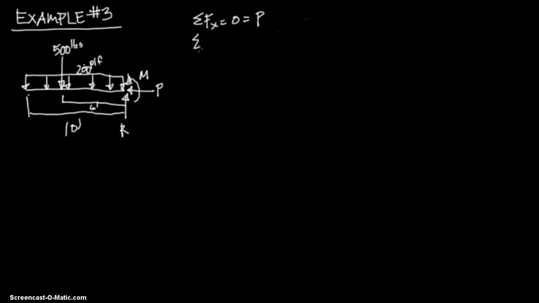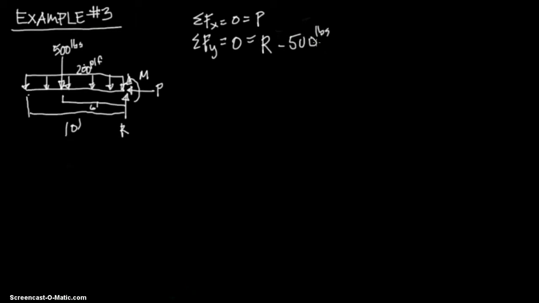Then you have the sum of the forces in the Y direction equals 0. The reason I did this first, as opposed to usually doing the moment first, is because there's only one unknown in the Y direction. So we're going to go ahead and do that. We have positive R, and then we have negative 500 pounds.